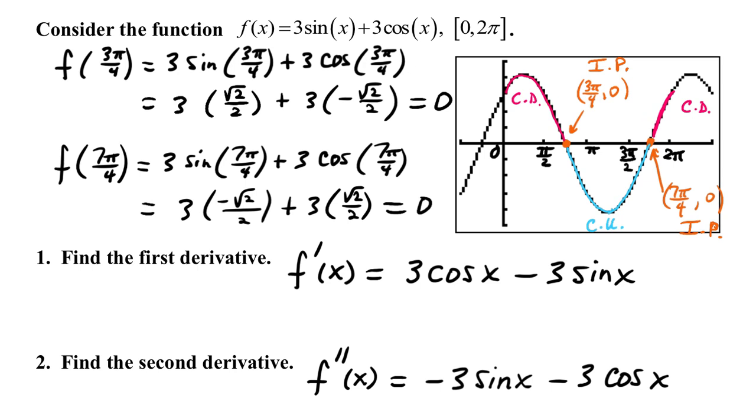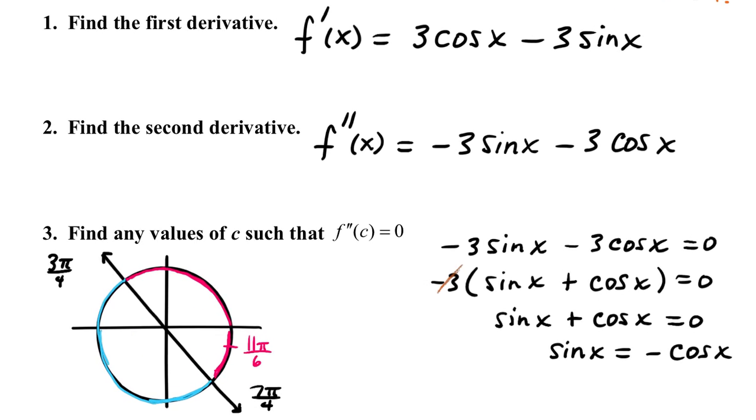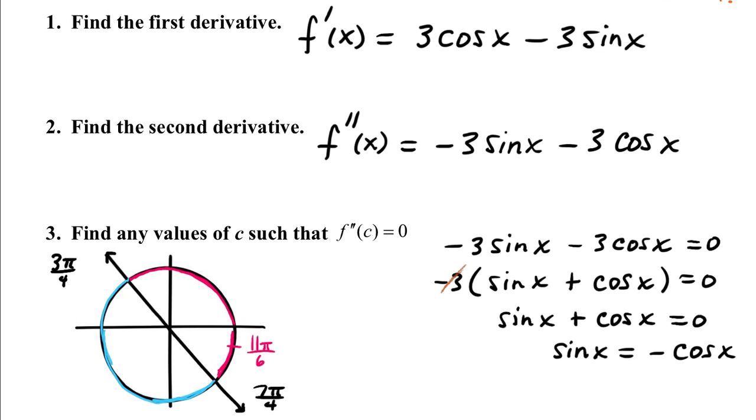Our first derivative, we're going to have 3 cosine x minus 3 sine x. And then the derivative of our first derivative will be negative 3 sine x minus 3 cosine x. Let's investigate the second derivative.